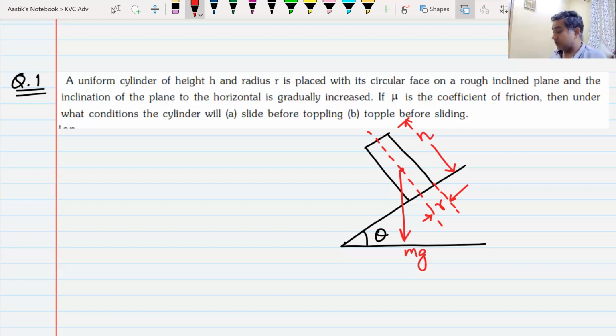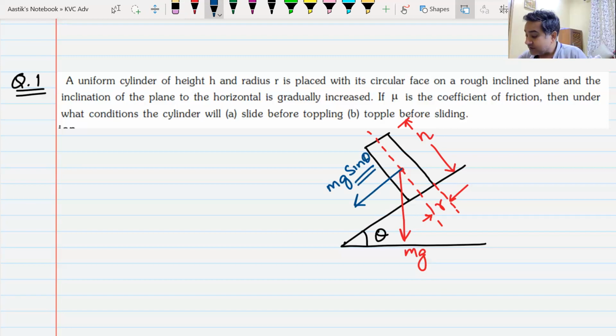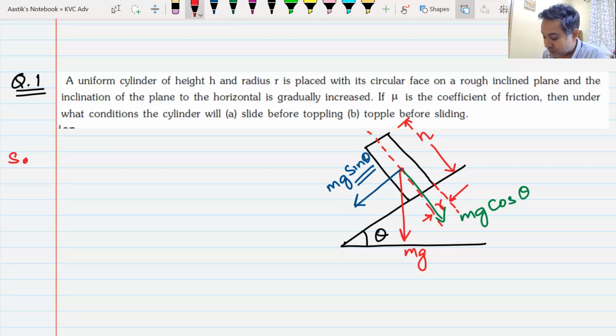Okay. So how are you supposed to do this? Please have a look. Why is this block going to topple? Because if I resolve this force along this direction, mg sine theta. Because of this mg sine theta, it is going to topple. Yes or no? It is trying to bring it down. Which is trying to save it from toppling? It's this component, mg cos theta. Yes or no? Yes, sir. If you understand this, then the rest of the question is just simple solution.